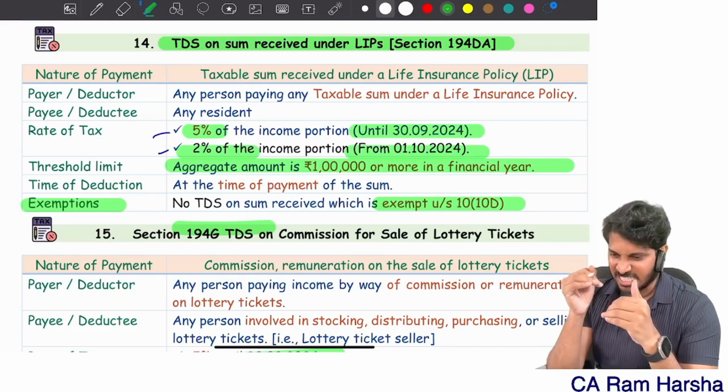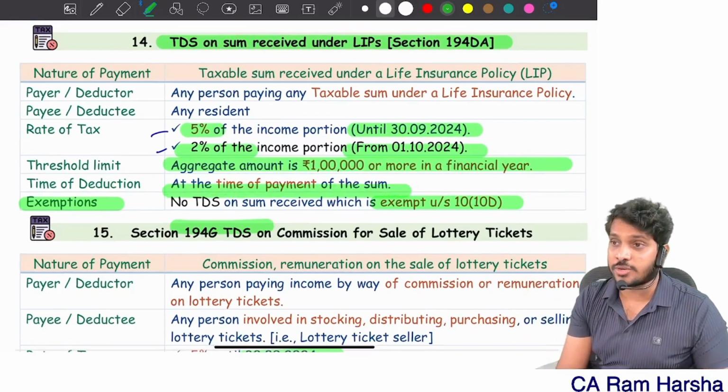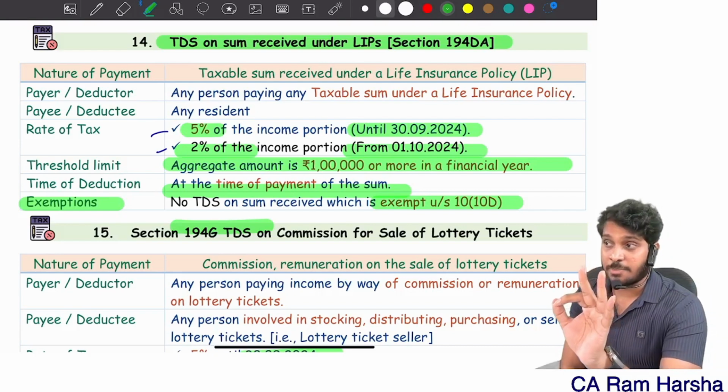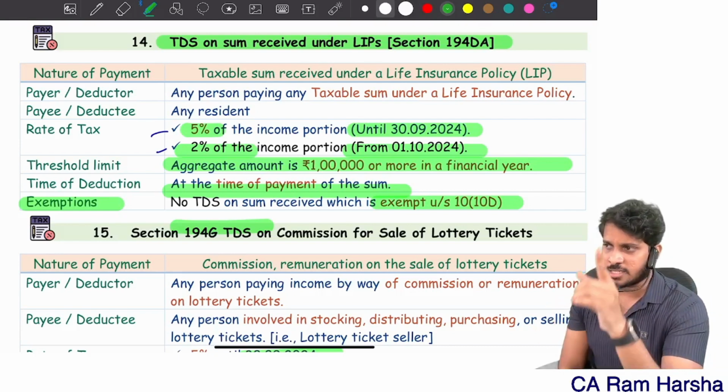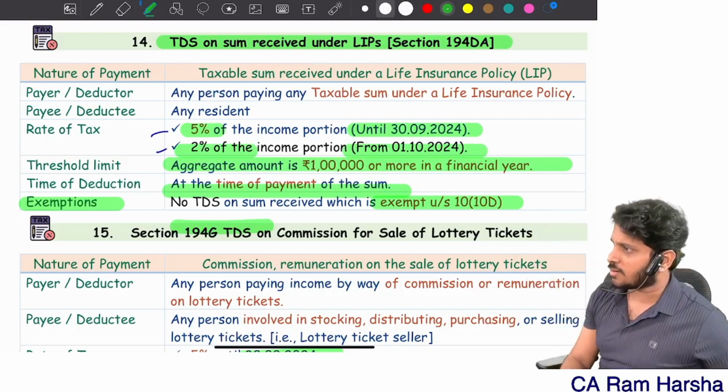If the amount is touching 1 lakh or more than 1 lakh, both are liable. At the time of payment, they should deduct the TDS. If the amount is paid before 30th September, 5% TDS. If the amount is paid on or after 1st October, 2% TDS. That's it. Are you clear? Next.